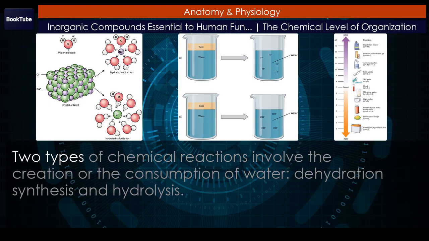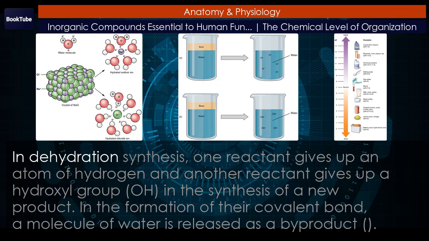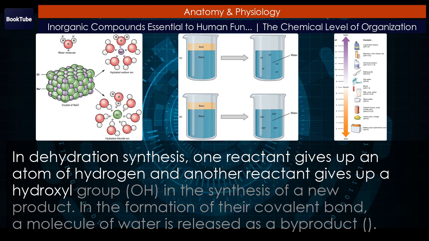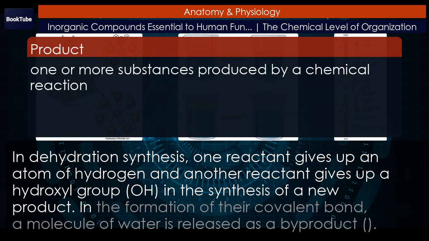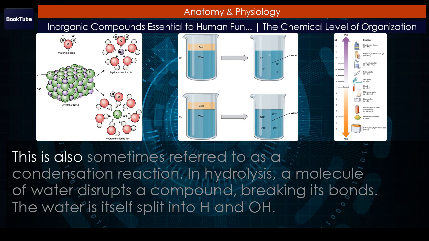Two types of chemical reactions involve the creation or the consumption of water: dehydration synthesis and hydrolysis. In dehydration synthesis, one reactant gives up an atom of hydrogen and another reactant gives up a hydroxyl group. In the synthesis of a new product, in the formation of their covalent bond, a molecule of water is released as a byproduct. This is also sometimes referred to as a condensation reaction.